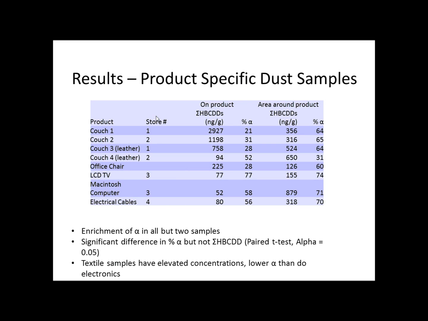HBCD was found in every dust sample and gave some interesting results in regards to isomer profiles. There was no significant difference in concentrations between HBCD in dust samples taken directly from the products when compared to dust taken near the products, but there was a significant difference in the isomer profiles, namely that there was an enrichment of the alpha isomer in dust that was taken from around the products. This may be due to isomerization, as the other isomers have been shown to become alpha with exposure to light or heat, and alpha is the most stable conformation.